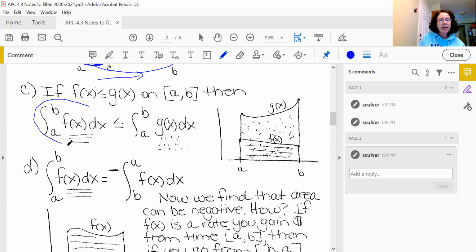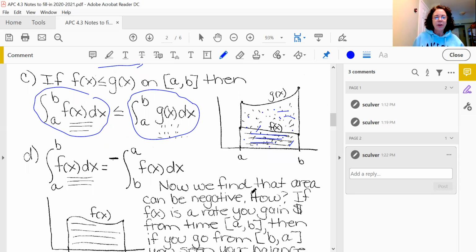Because if I drew this area, here it is, right? And of course, if I drew this area, because g of x is above f of x, here's the area all through here. Of course, this area under g of x is bigger than under f of x. So the integral of f of x is less than the integral of g of x.